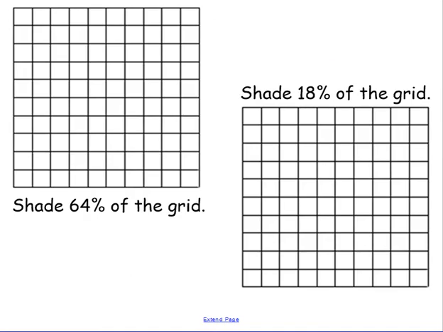Now, let's try 2 more examples. Please do both of these. Shade 64% of this grid and 18% of this grid. Remember that 64% means 64 out of 100. 18% means 18 out of 100. Go ahead and shade now.